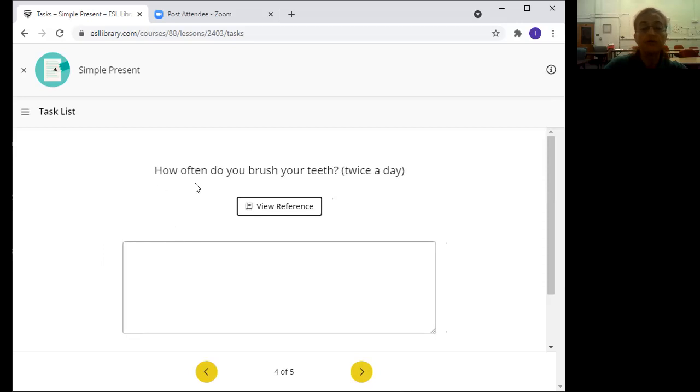How often do you brush your teeth? You is the subject and it's not third person singular. So we're going to answer, I brush my teeth. Of course, my teeth, right? Not your teeth. I brush my teeth twice a day. All right.